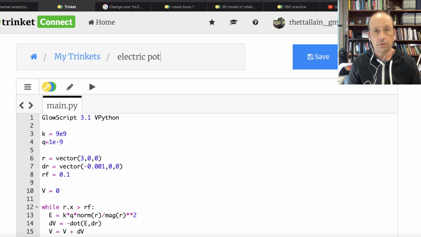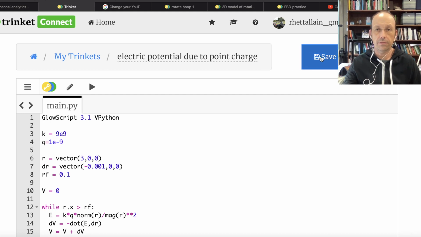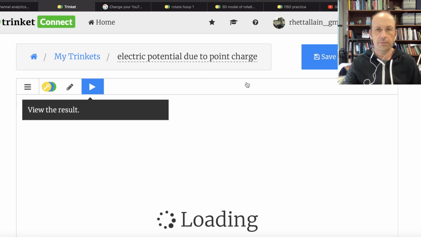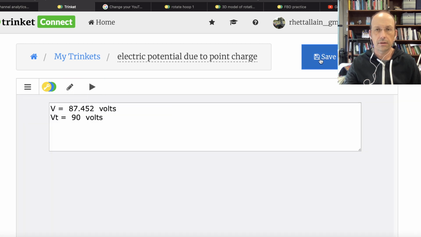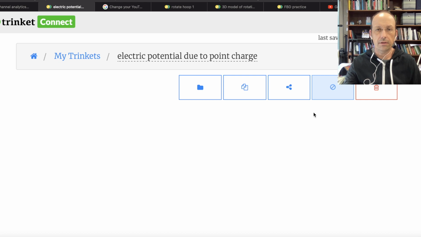Electric potential due to point charge. Save. I don't know why it never saves. Why is that problem saving? There, it's saved. Okay. It's just slow.